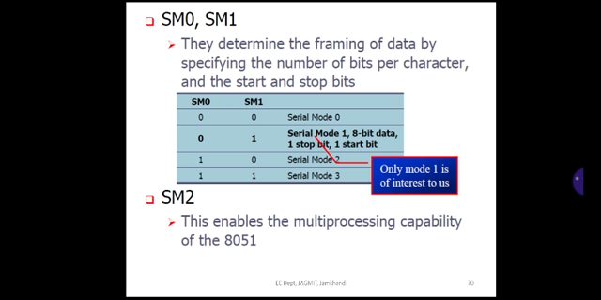In serial mode 1, for each byte, each character, a total of 10 bits are transferred. That is 8 bits data, 1 start bit and 1 stop bit. The first bit is the start bit and the last bit is the stop bit. So it first transfers the start bit, then it transfers the 8-bit data, and finally 1 stop bit.